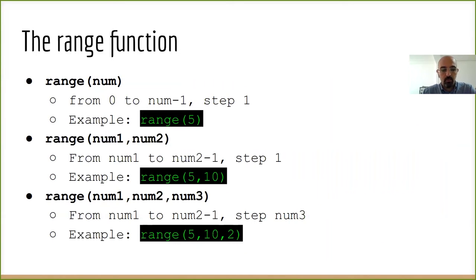In other case, if we want to write a different step, we may write a third element, like in the case of the third example, 5, 10, 2, meaning from number 5 to number 10, incrementing by 2. So the output will be 5, 7, and 9. So from the first element, 5, it will continue by incrementing by 2, so 5, 7, 9, and it will stop before number 10, because the range is this n minus 1.